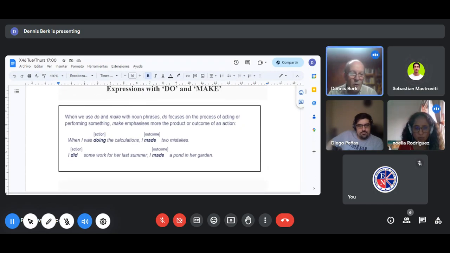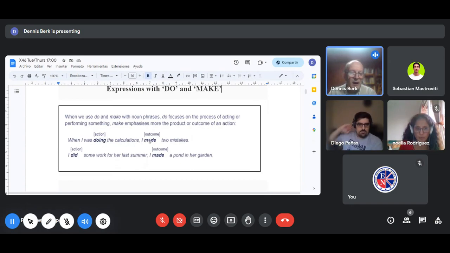As a general outline, we use do and make with noun phrases. Do focuses on the process of acting or performing something, and make emphasizes more the product or the outcome. For example, can you read the example, Diego? When I was doing the calculations, I made two mistakes. Correct. The action is doing, right? So do is focusing more on an action.